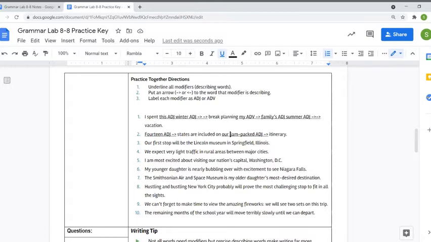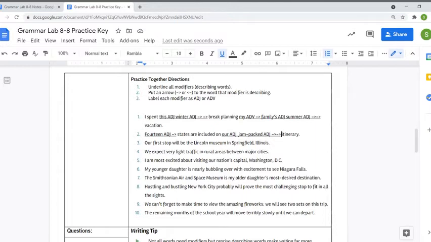So our is actually going to itinerary. Because itinerary is a noun, our is going to be an adjective, and we're going to add a second arrow to itinerary. Again, this would be a little bit easier. Maybe next time I'll have it be a camera so you can draw on it. But we want to make sure we're drawing arrows to what word's being modified. Number 3: our first stop will be the Lincoln Museum in Springfield, Illinois.